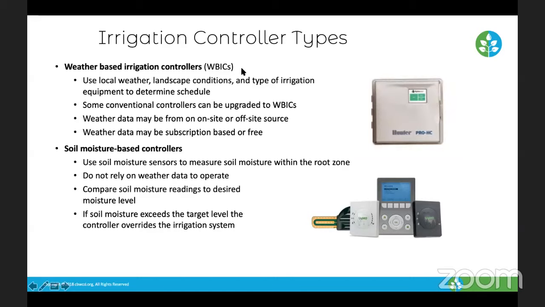And just really quickly, weather-based. If you hear WaterSense, there's a lot of rebates available. And these rebates allow you to purchase or help with the purchase price of a weather-based irrigation controller. So this uses your local weather, landscape conditions, and equipment to determine your irrigation schedule. It'll adjust either up or down based on the current weather conditions.